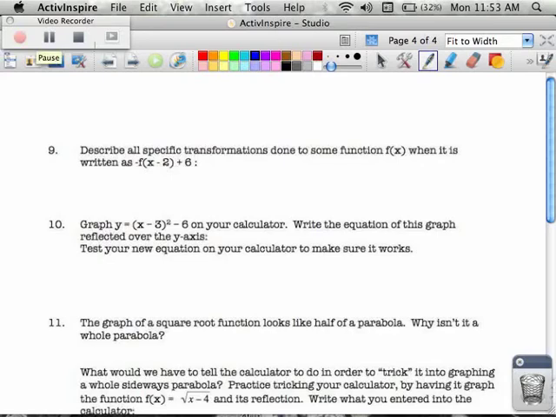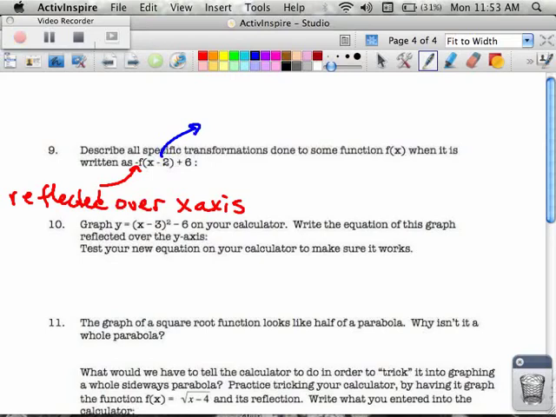Okay, so now on this slide, they're doing a whole bunch of things and they just want to know what happened. So let's take a look at a few things. First of all, what does the negative on the outside do? Flips over the x-axis. So reflected over the x-axis. What did the -2 on the inside do? Excellent, right 2.